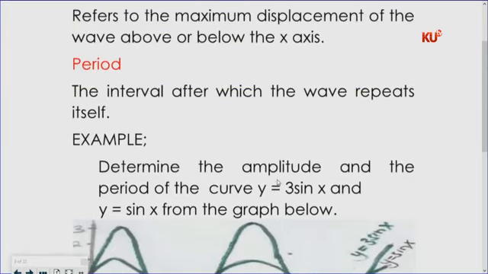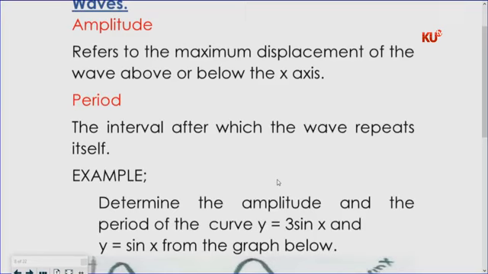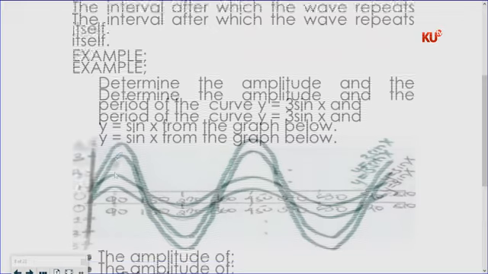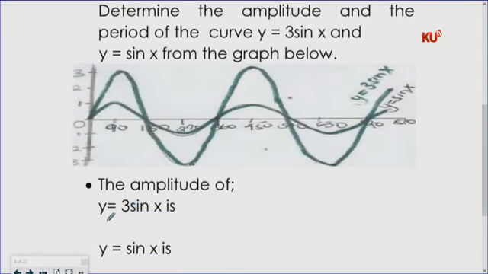So how do we get the amplitude? As we had said, amplitude refers to the maximum displacement of the wave above or below the x-axis. We are looking at the maximum displacement this wave has reached. This is the maximum point, and as you can see, the maximum here is 3. That is the farthest this wave has gone above the x-axis. So we shall say the amplitude of y is equal to 3 sine x is 3. That is the answer for the amplitude.